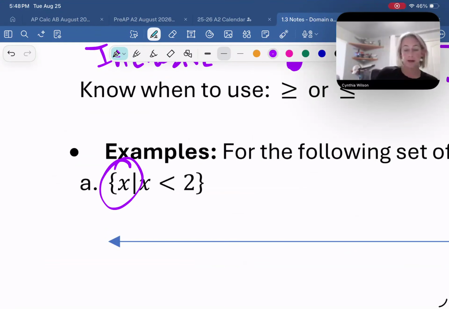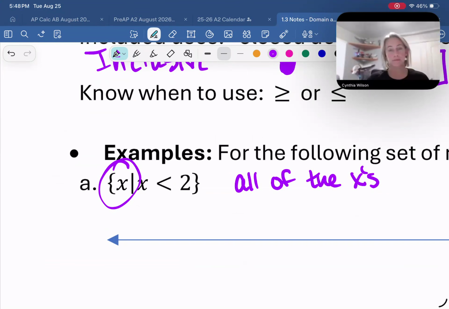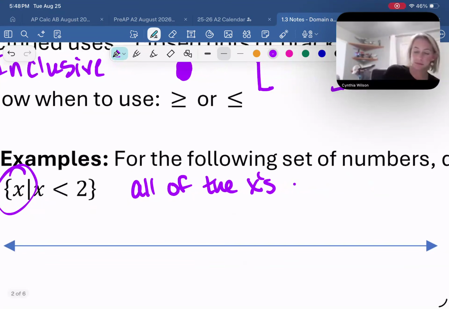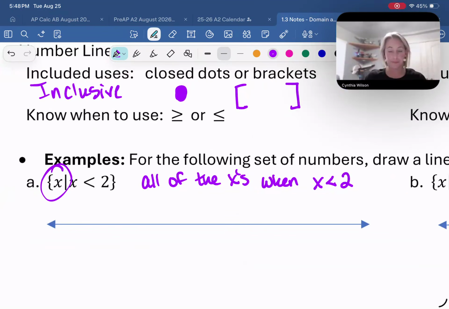okay, that is fancy for saying all of the x's when x is less than 2. It's basically writing a sentence as symbols. Okay, so all the x's when x is less than 2. I have a blank number line here, all right? You're going to put a 2 somewhere on that number line. So I'm going to put it here where I can.